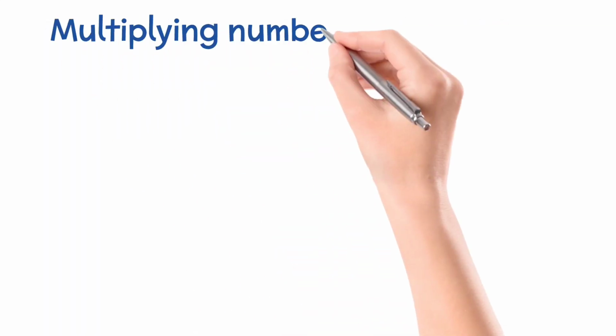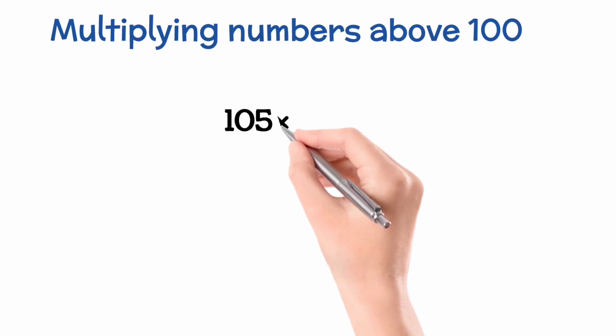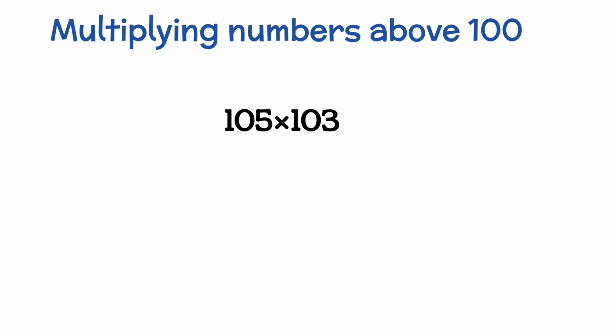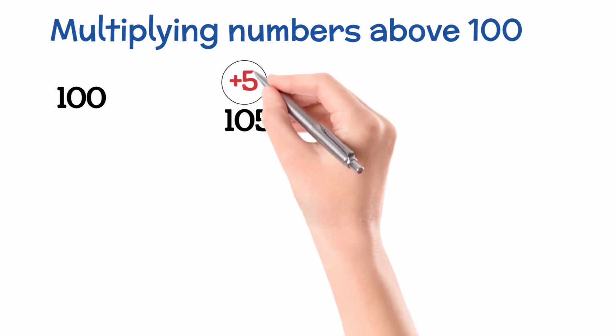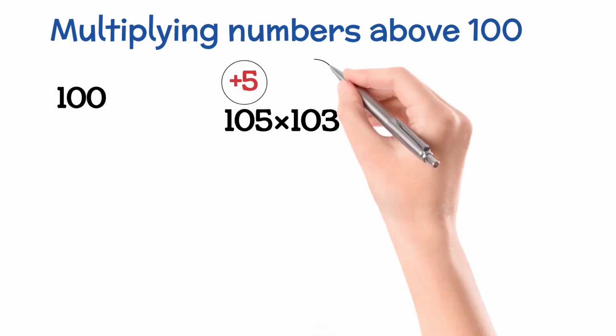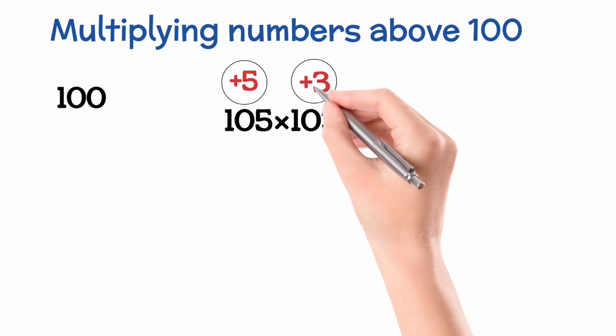Multiplying numbers above 100. Take an example, 105 into 103. Here these numbers are also nearest to 100. We are taking 100 as the reference. By adding 5 to the 100 we get 105. So write plus 5 above 105 and plus 3 above 103.